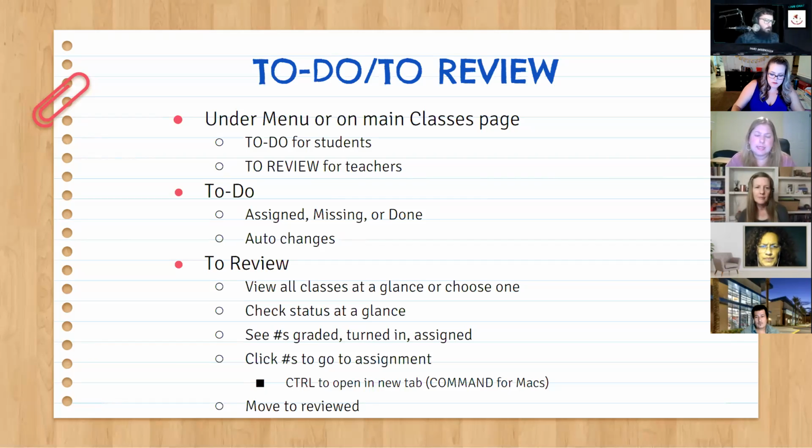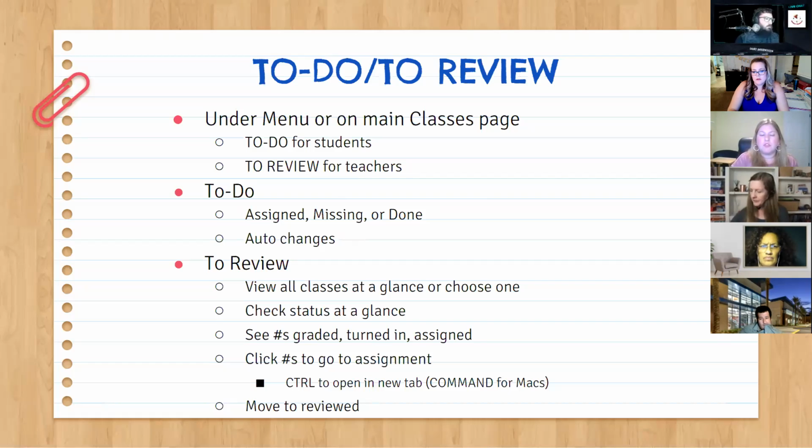And one of the nice things about Google is that everything turns into a shortcut or a link. So if you click on those numbers, you can go directly to the assignment. So if you're like me as a teacher, you always have way too many tabs open. So you can have your Google Classroom to review page up in one tab, and then you can click on the number sign for the assignment and open it in another tab. So you click on Control and the number to open in a new tab, or Command if you are a Mac user, pops it open in another tab so that you can look at both things at once.